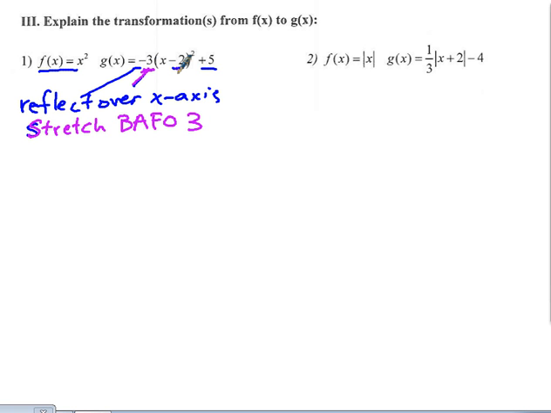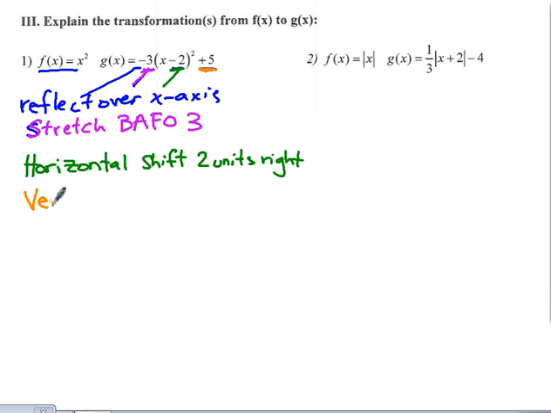Right here, let's say green, -2. Remember, it's the opposite when it's on the inside. So this is a horizontal translation or shift. How many units? 2 units. And I need to say the direction to the right. And then the last one, +5, would be a vertical translation or vertical shift.